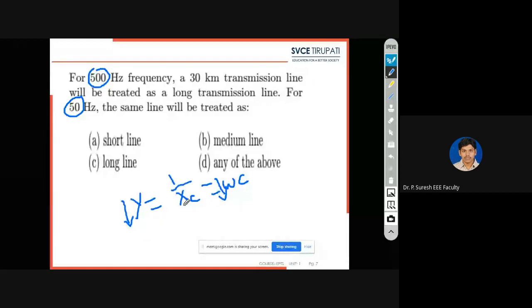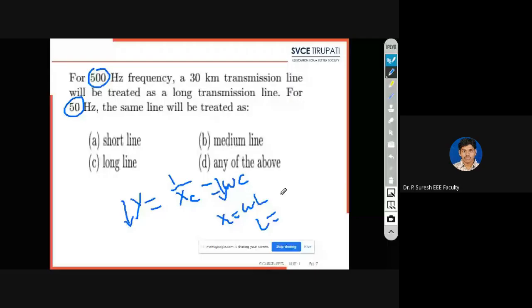And we know XL equal to omega L. Then L equal to XL by omega. If the frequency is reduced, the inductance value will go up. When this denominator reduces, what happens to inductance? It increases. So if you observe, the admittance is low and the inductive reactance is high.